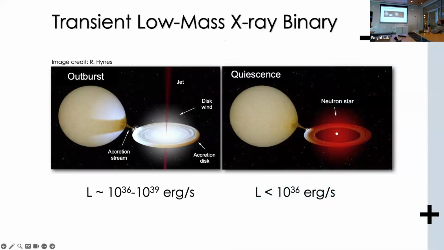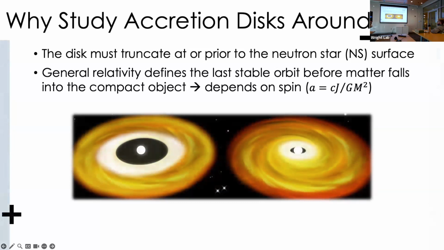Some of these objects can be persistently accreting, so they're always having material falling on them, creating this very luminous environment. But some systems undergo periods of active accretion, and then once the material is depleted and you don't have a disk instability to fuel more material, you go through periods of quiescence where you're no longer actively accreting material onto the neutron star. So we call those transient systems. So we study both persistently accreting and transiently accreting systems. But why?